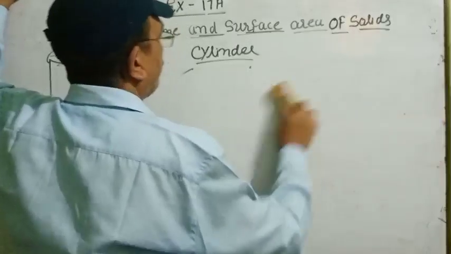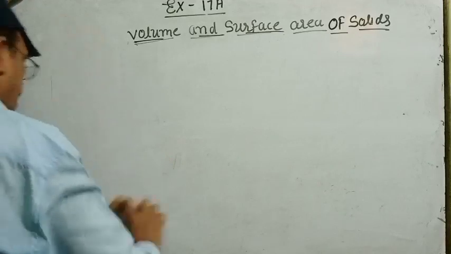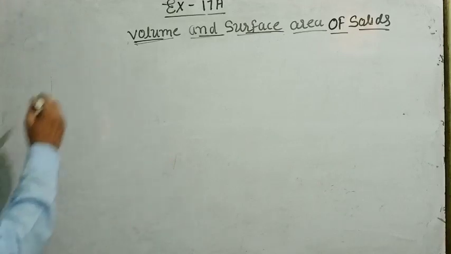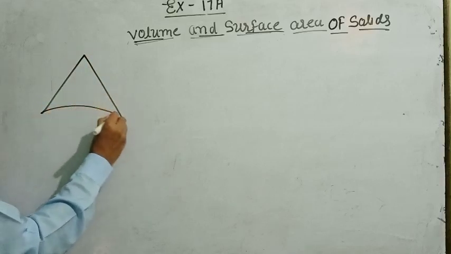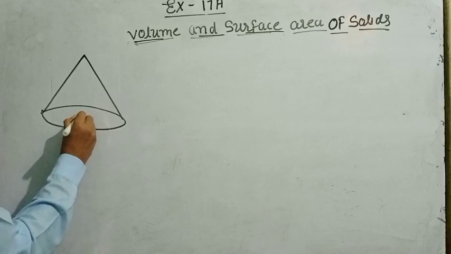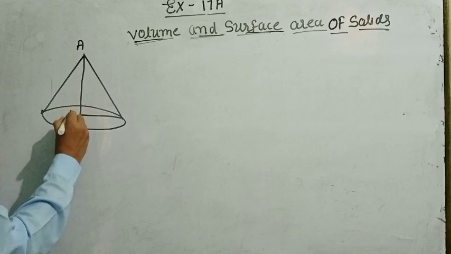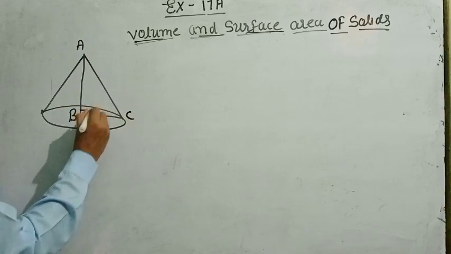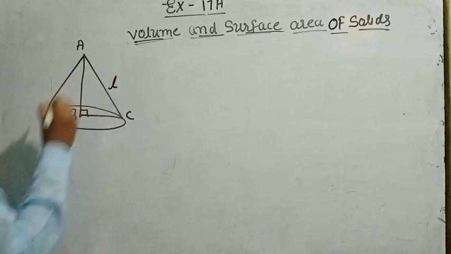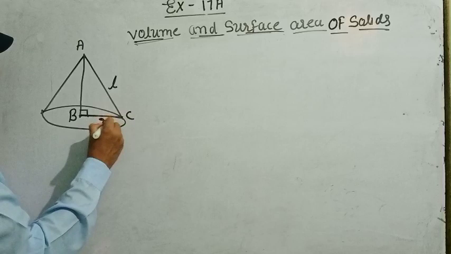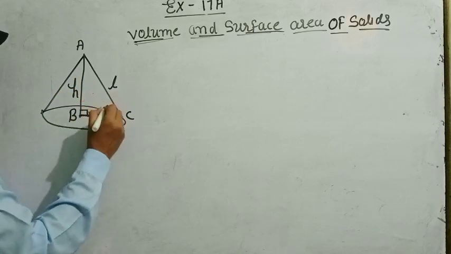After that, you have to find about the cone. A cone is like a birthday cap. Here there are two heights. One is called the vertical height, AB, and AC is called the slant height. The slant height is denoted by l, the radius is denoted by r, and the vertical height is denoted by h. So first use the Pythagoras theorem.